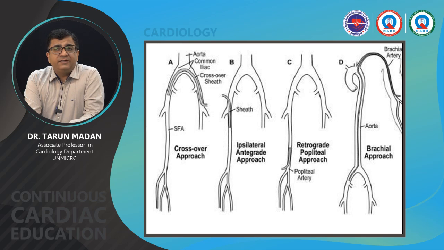We can come from the left brachial artery, go to the left subclavian artery, and from descending thoracic aorta, we can gain access to abdominal aorta and any of the iliacs. The only disadvantage in brachial approach is there is a long way from the point of access to the point of intervention. So sometimes hardwares are not available for long length or long distance cases.